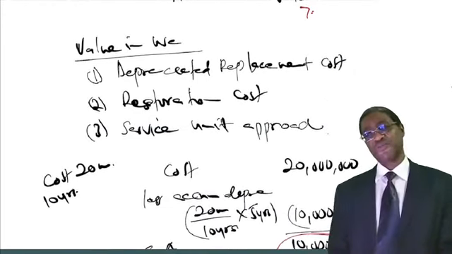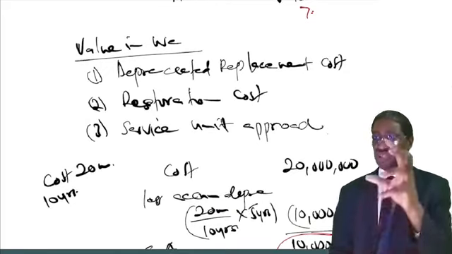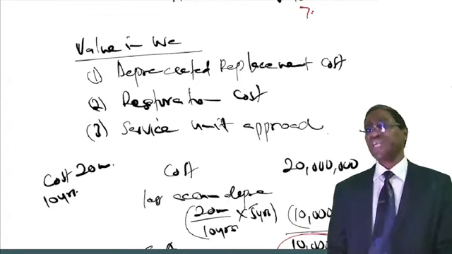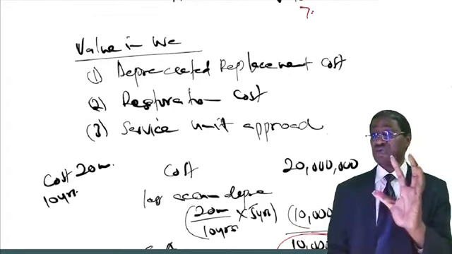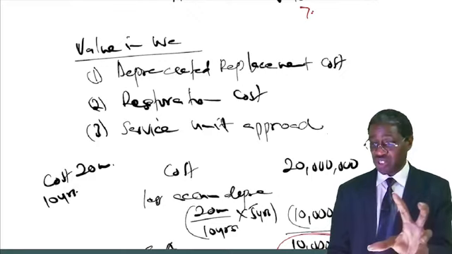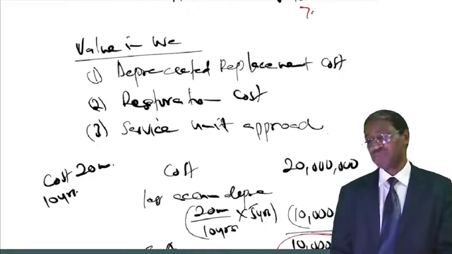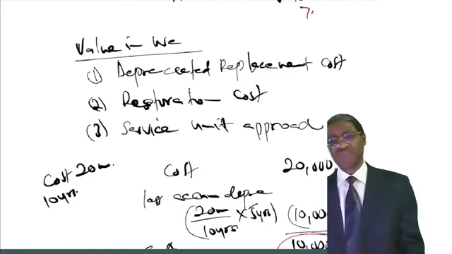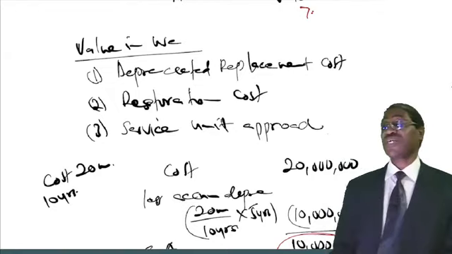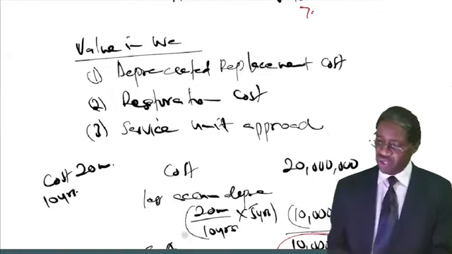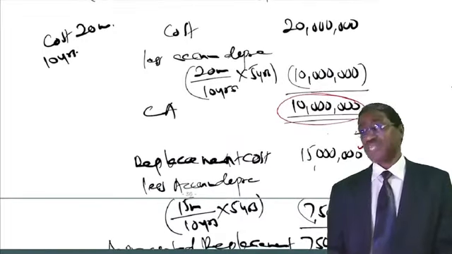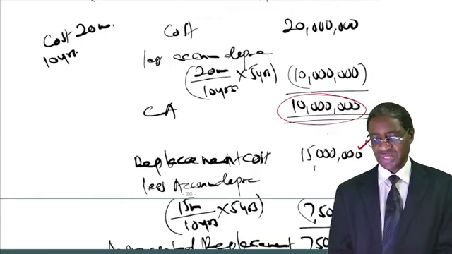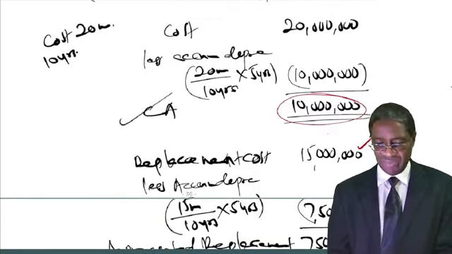We go to the third one, and that's what we are calling the service unit approach. Using this method, let me assume the same figures. Cost of the machine was 10 million, not 20, sorry. Useful life was 10 years. 5 years later, something happened, and you want to test whether it has suffered impairment loss. What do you do first? You compute the carrying amount, 10 million. Good. That was the carrying amount, 10 million.